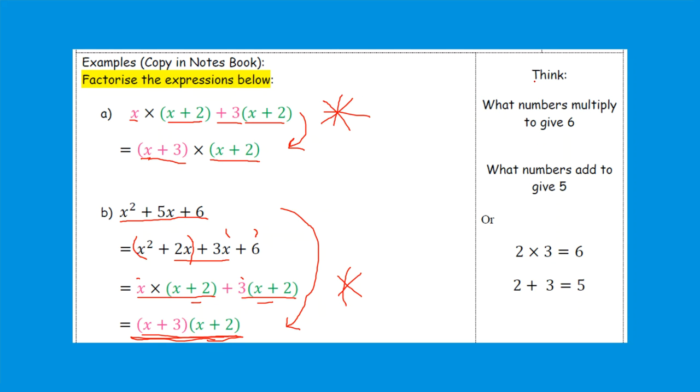You can see over here that we're thinking for this one, what numbers multiply to give 6? So 2 numbers multiply to give 6. 2 3s are 6. 2 plus 3 equals 5. So we're thinking what numbers add to 5. And you can see that I've got it written here as well. 2 3s are 6. 2 plus 3 equals 5.